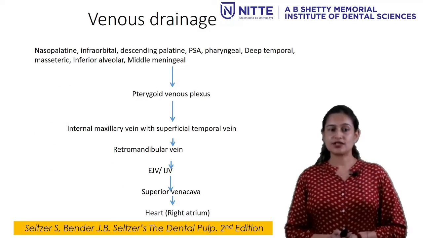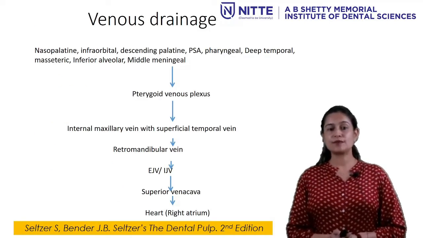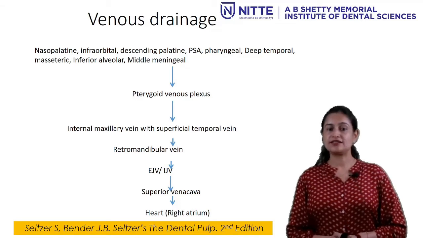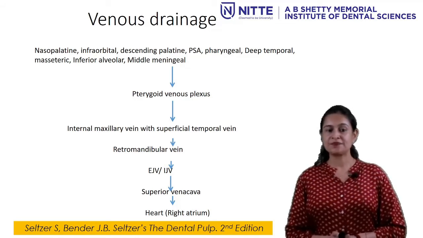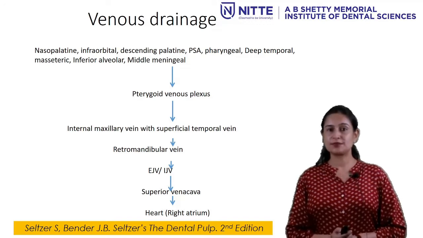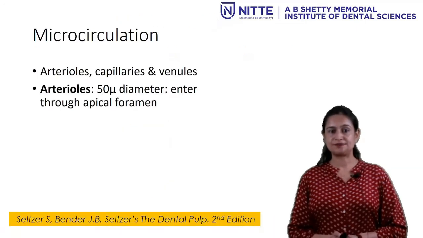The venous drainage is the nasopalatine, the infraorbital, descending palatine, the posterior superior alveolar, the pharyngeal, deep temporal, masseteric, inferior alveolar and the middle meningeal. They drain into the pterygoid venous plexus, and that in turn drains into the internal maxillary vein via the superficial temporal vein, which in turn drains into the retromandibular vein, the external jugular vein and the internal jugular vein, the superior vena cava, and then to the heart, to the right atrium.